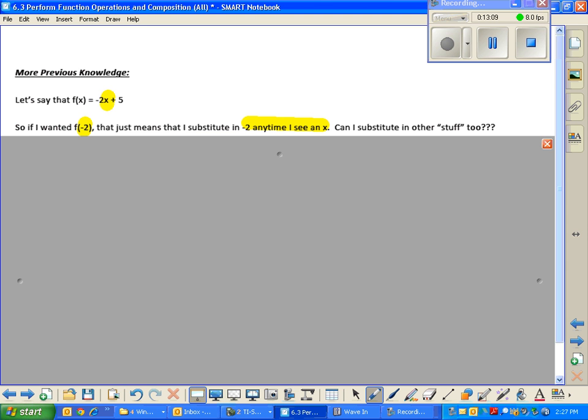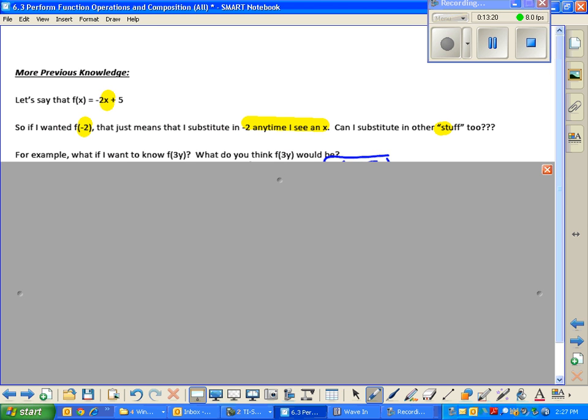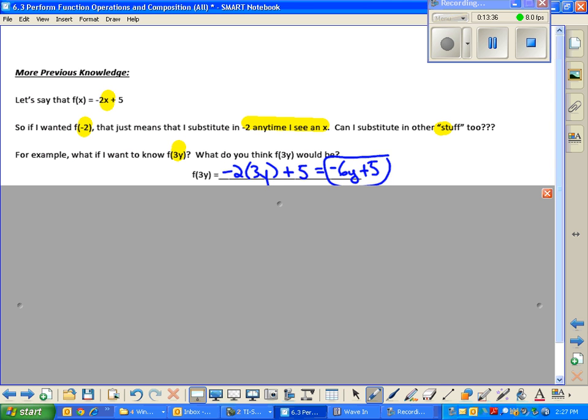The idea that we could substitute things in for x isn't new, but we can substitute other things in besides just numbers. So for instance, what if I wanted to plug in maybe 3y? What do you think f of 3y would be? Why don't you take a second and play around with it and press pause again. And if you plugged in 3y, it would look like that. You get -6y plus 5 when you are all done.